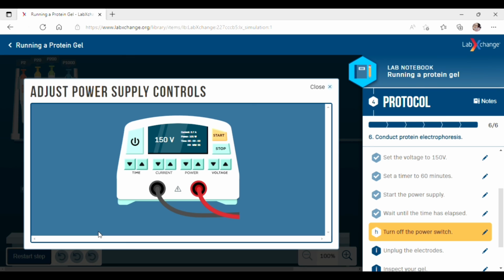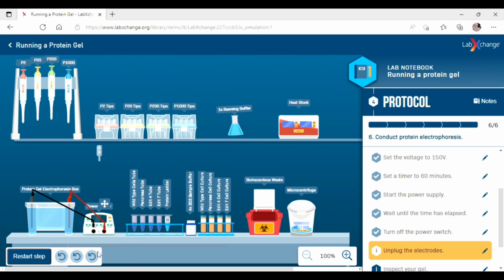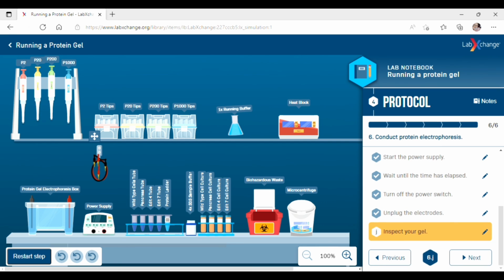Wait until the time has elapsed and turn off the power switch. Then, unplug the electrodes and inspect the gel. And finally, our experiment is done.